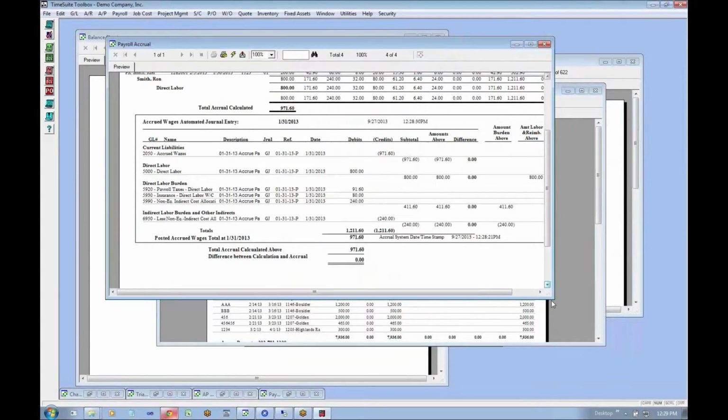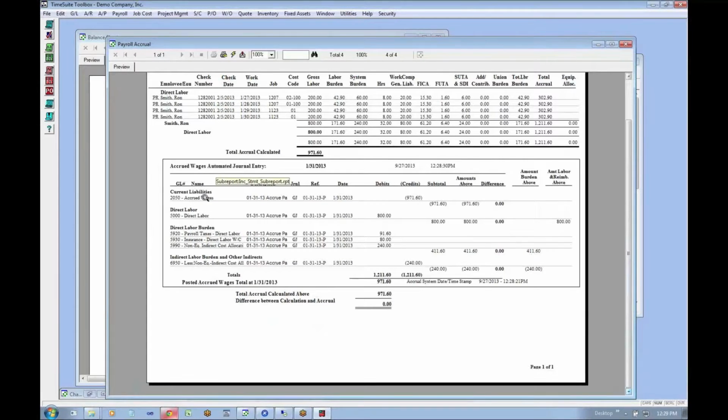If there is no accrual, this is a general journal, which means it's just showing what the system has in it. If the accrued wages were not posted, you would get your rows here, and you would get nothing here. It would say accrued wages journal entry, and it would be blank. That would mean you didn't accrue it, and you should have. To accrue wages perfectly, you've got to consider your workman's comp, general liability insurance, FICA, FUTA, SUTA, union, and so forth. So it can be a little bit daunting to do it perfectly.